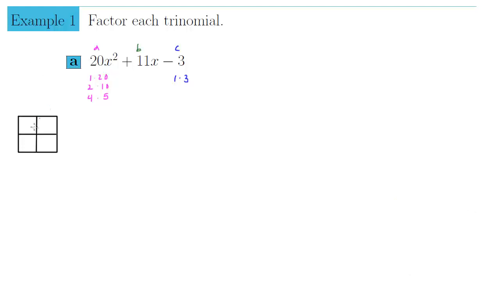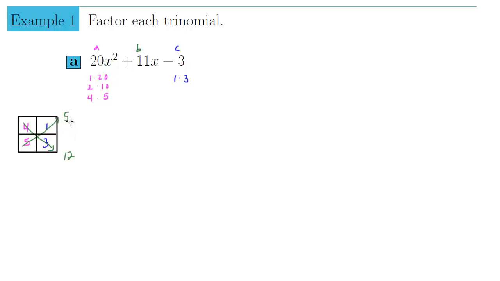So we have to fill in the first column with factors of A. Let's start with the factors that are closest to each other, 4 and 5. And then the second column we put factors of 3, right? We're still ignoring the negative for the moment. So let's put 1 and 3. Then we multiply the diagonals. 4 times 3 is 12. 5 times 1 is 5.